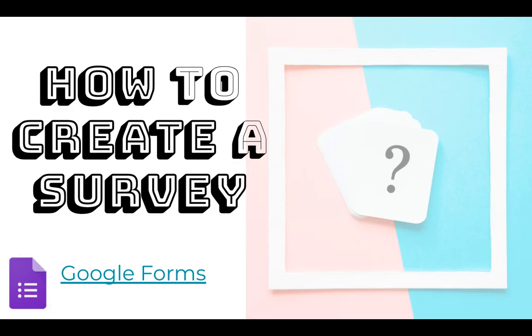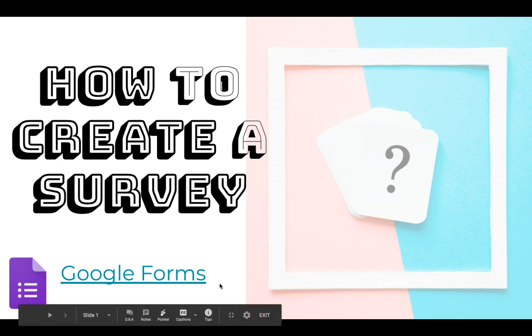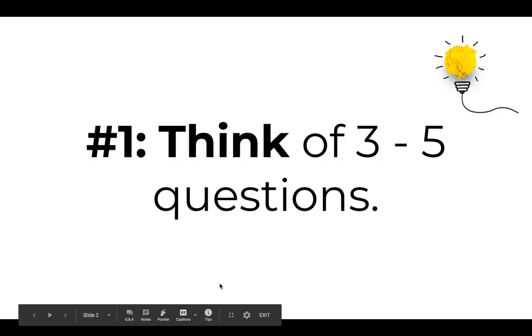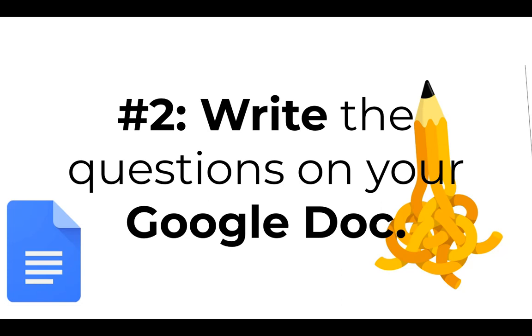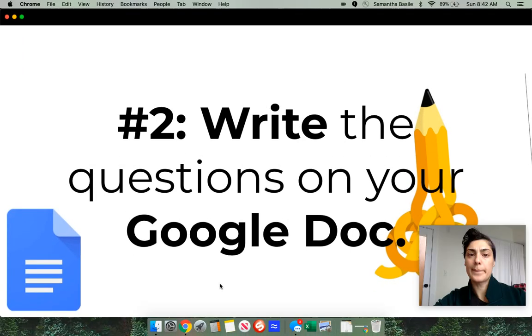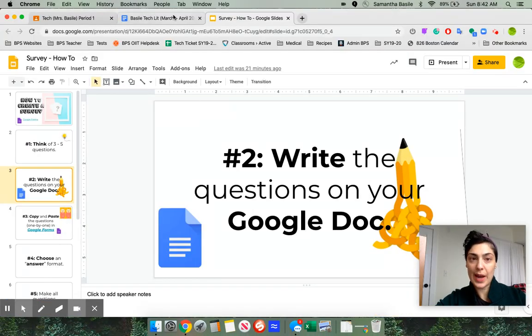Please repeat after me. How to create a survey. Google Forms. Number 1, repeat this. Think of 3 to 5 questions. Your turn. Number 2, write the questions on your Google Doc. Let me show you where I wrote my questions.